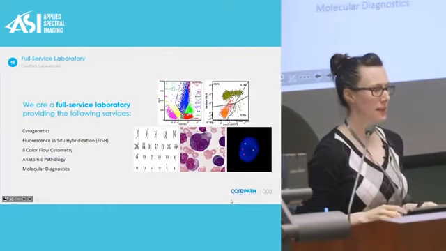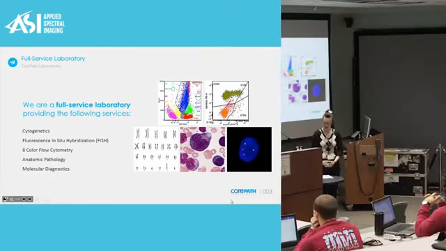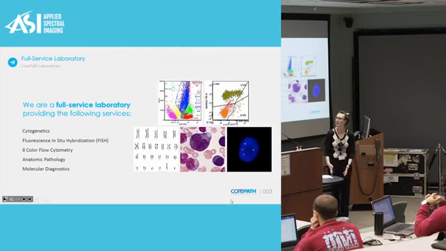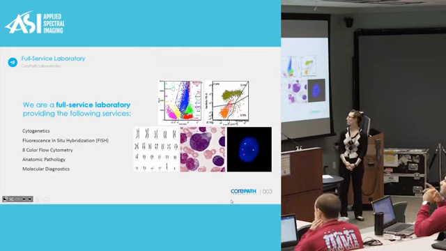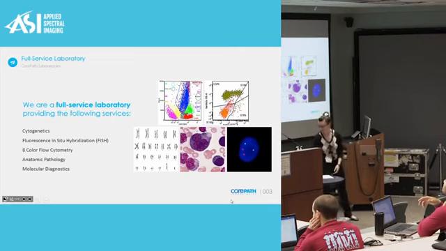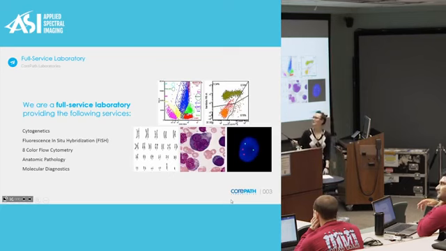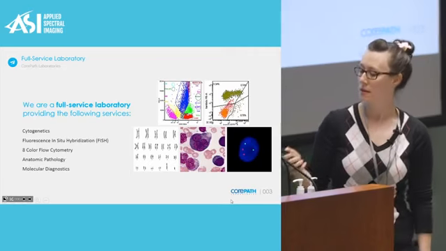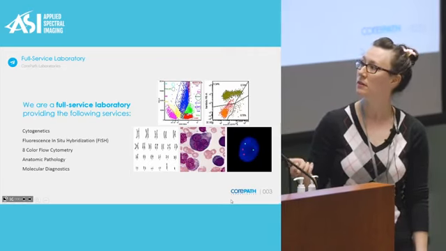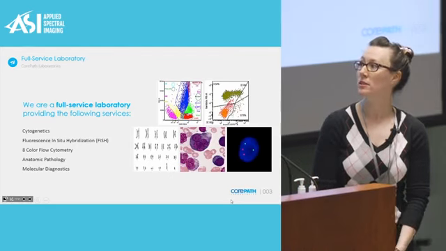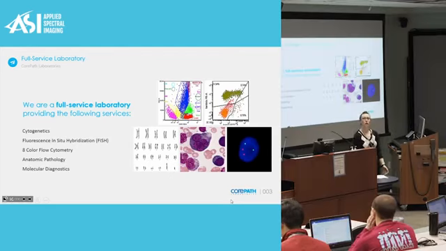So, first you may be asking, who am I and where do I work? Just as my slide stated, I'm a cytogenetic technologist and quality assurance manager at CorePath. CorePath is a full-service reference laboratory. So we provide services in cytogenetics, FISH or fluorescence in situ hybridization, 8-color flow cytometry, anatomic pathology services, and molecular diagnostics. I like to think of CorePath as a one-stop shop for hematological testing. It's really exciting to work in a place where you can work on all sorts of different types of testing in one space.